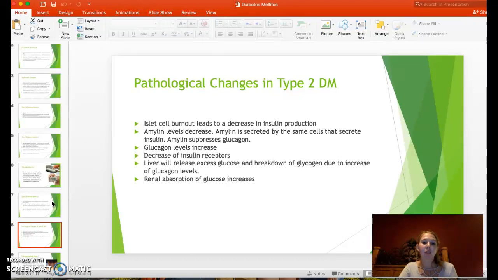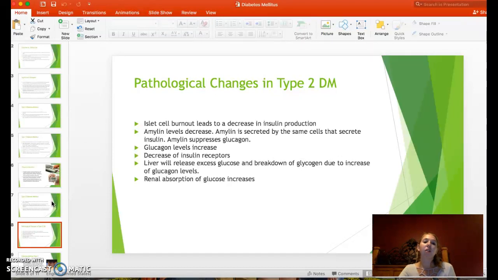Your amylin levels decrease. Amylin is also secreted by your beta cells, the same cells that release insulin. So if you're not releasing insulin, you're not really going to release amylin either because those cells are burnt out, and the amylin suppresses glucagon release. Because amylin is decreased, you're going to have an increase of glucagon levels, and then you're going to have a decrease of insulin receptors, which is also known as downregulation.